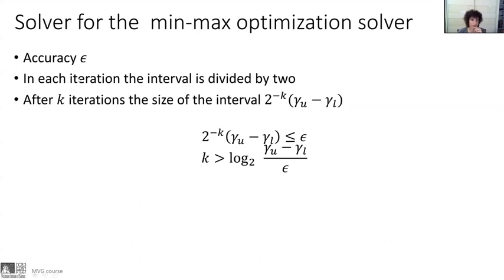If the accuracy is epsilon, and in each iteration I divide the interval by 2, after k iterations this is the size of the interval: 2 to the minus k times the difference. And if I want it smaller than epsilon, k should be log of the interval divided by epsilon. Of course, as the interval is larger, I would pay more, and if epsilon is too small, I would pay more, but this is the idea.